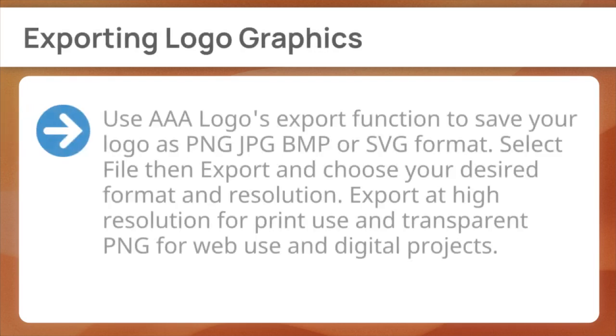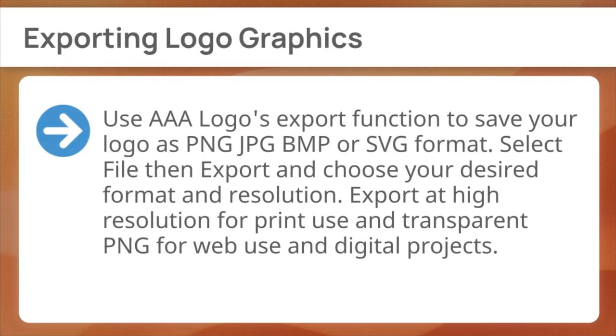Next, exporting logo graphics. Use AAA Logo's export function to save your logo as PNG, JPG, BMP, or SVG format. Select File, then Export, and choose your desired format and resolution. Export at high resolution for print use and transparent PNG for web use and digital projects.